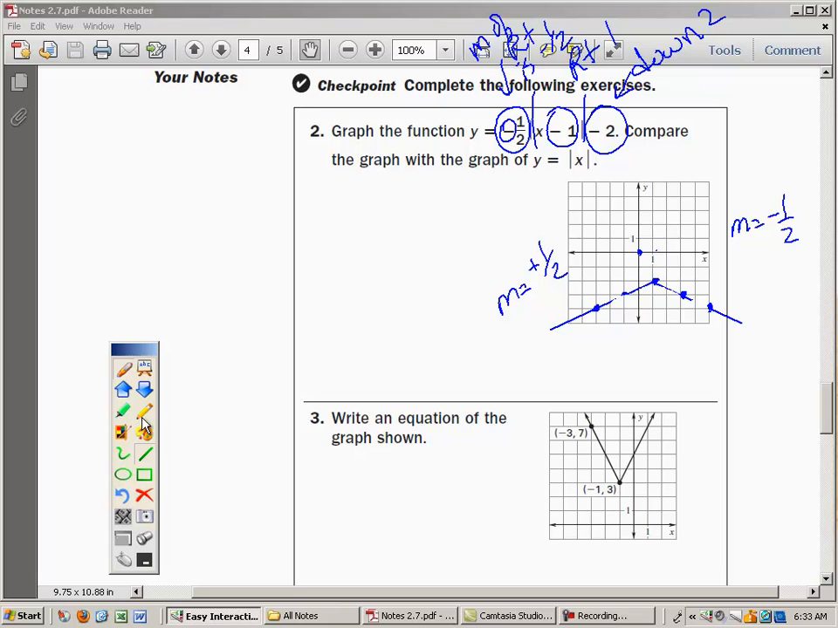Okay, so there is a graph of negative 1/2 absolute value of x minus 1 minus 2. Fairly painless, like I said, once you get the hang of it. The big thing is recognizing that this number right here is always opposite. Okay, so let's try one more example.